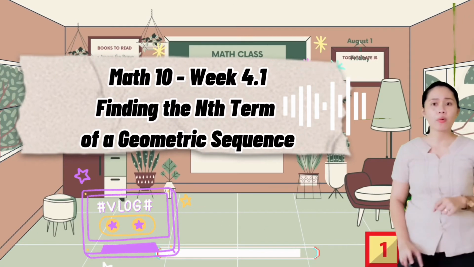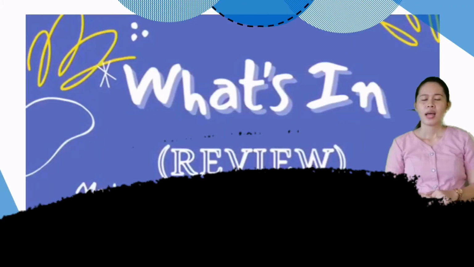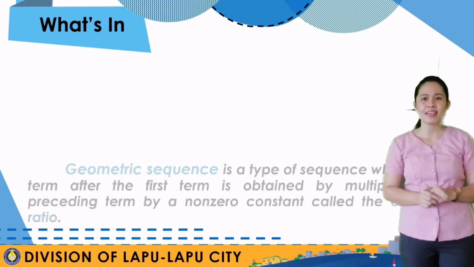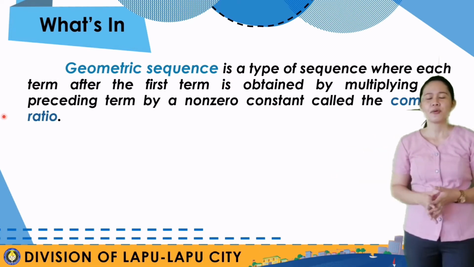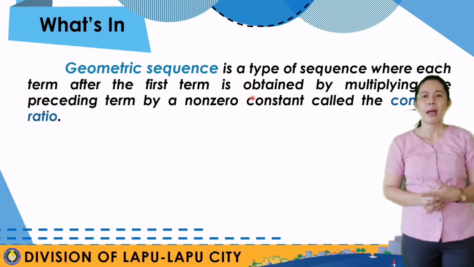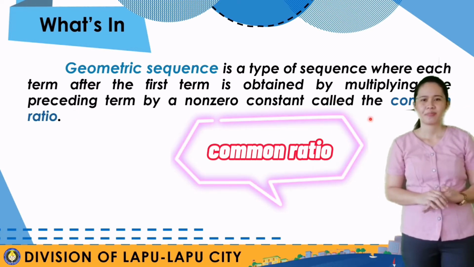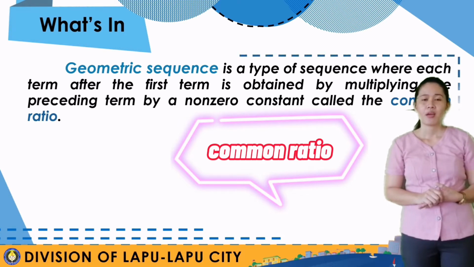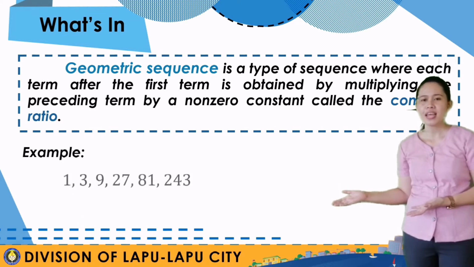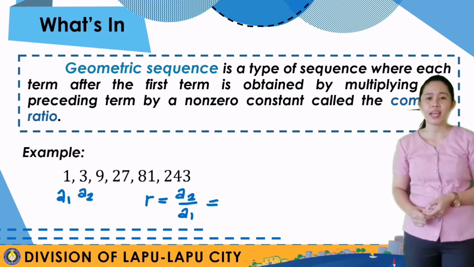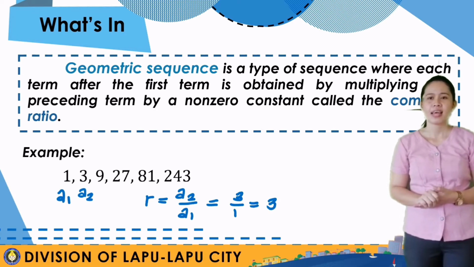Hello mga ka-X, let's begin our first lesson for week 4. What's in? Now, remember, a geometric sequence is a type of sequence where each term after the first term is obtained by multiplying the preceding term by a non-zero constant called the common ratio. For example, the sequence has the terms 1, 3, 9, 27, 81, 243. And what is the common ratio? Yes, that is 3.